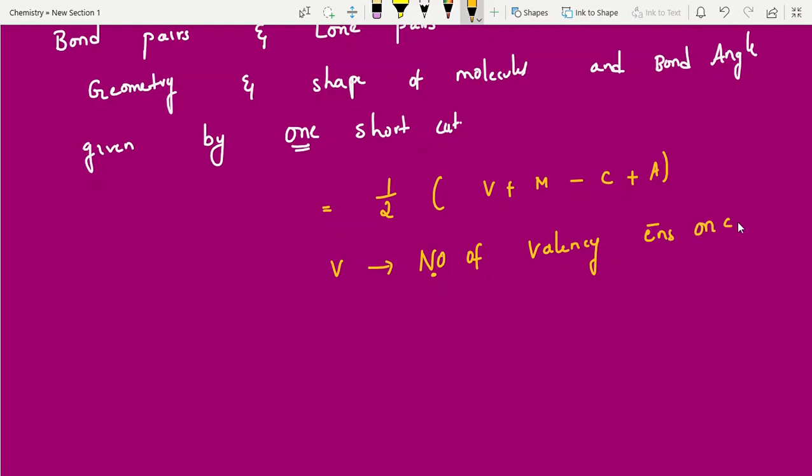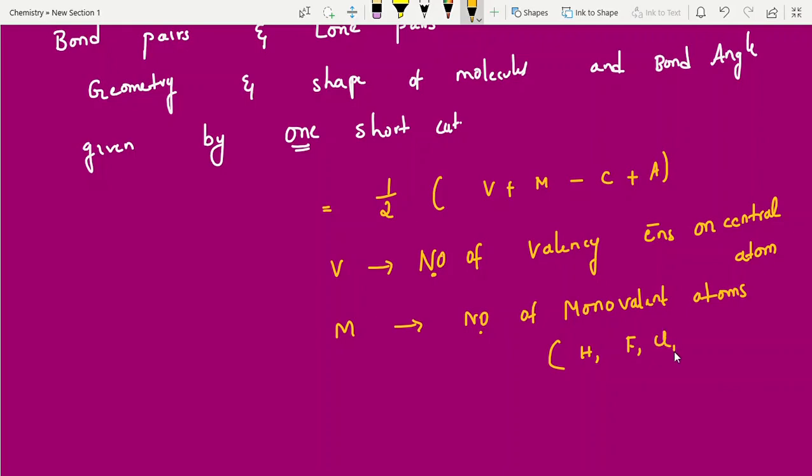on the central atom. How to find the central atom? In the previous video I already explained. M is the number of monovalent atoms. Monovalent atoms in the periodic table, that I also said in the previous video, are hydrogen and only halogens. They form monovalent bonds; the remaining are divalent, trivalent, like that.